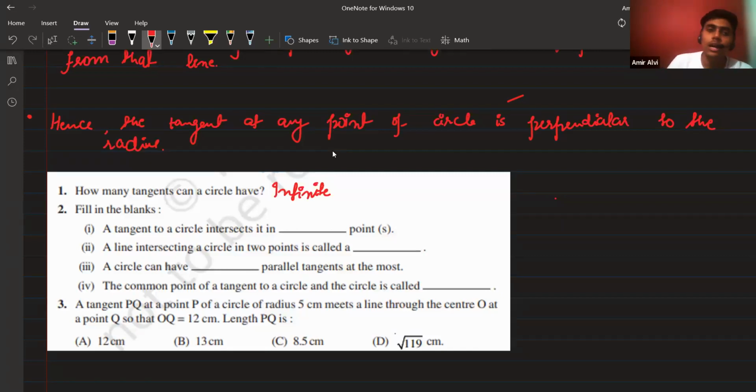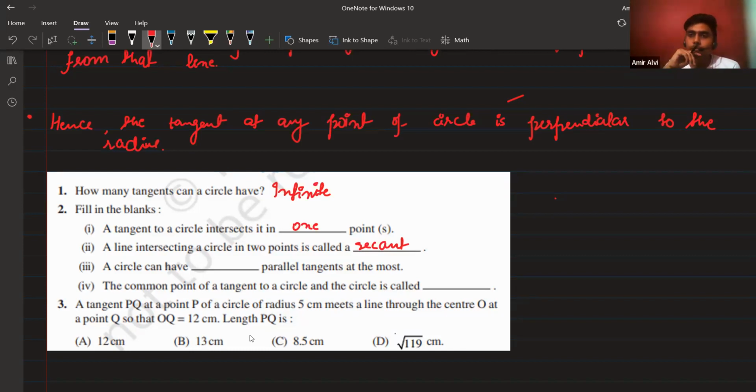A tangent to a circle intersects it in one point. A line intersecting a circle in two points is called a secant. Next, how many parallel tangents can there be for a circle? Two. Okay, Karishma said two. Hiba also said two.